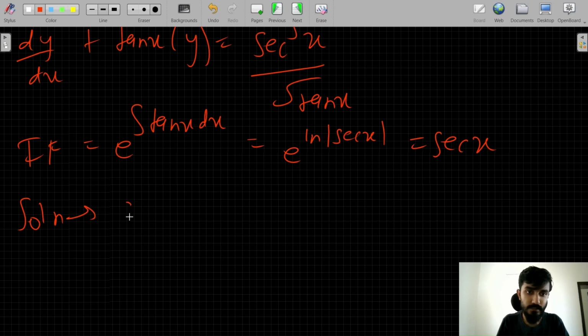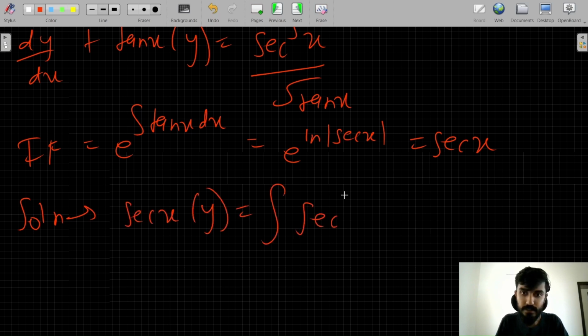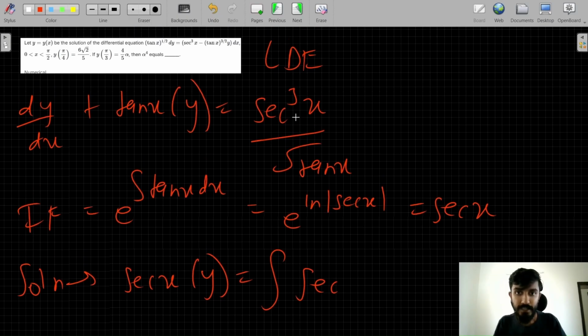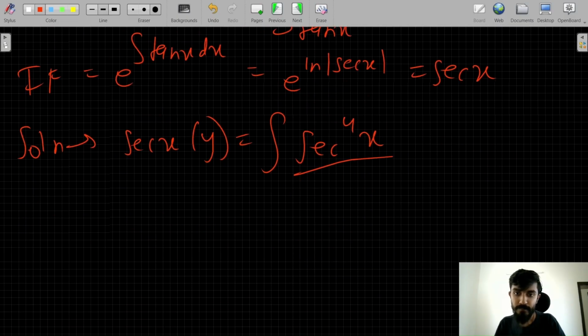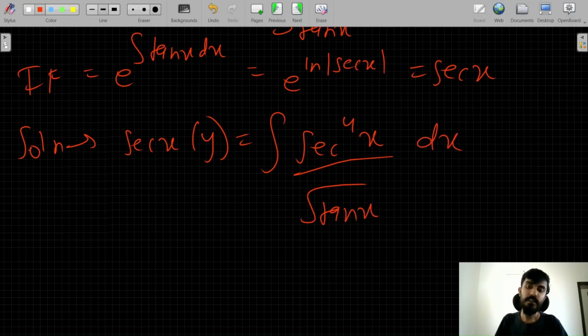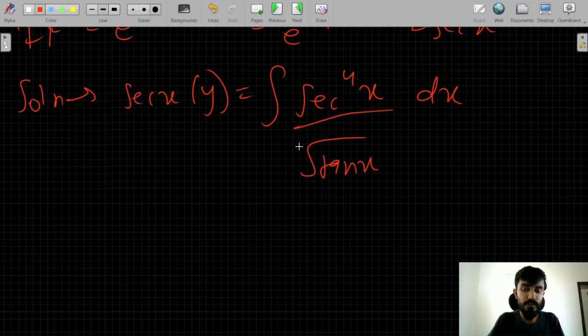Solution is equal to secant x y is equal to integral secant x multiplied by secant cube x divided by root of tan x dx. So here we have one secant x here and secant cube here, so on multiplication it becomes secant power 4. Now, how do you solve this question? Okay, think for a while.